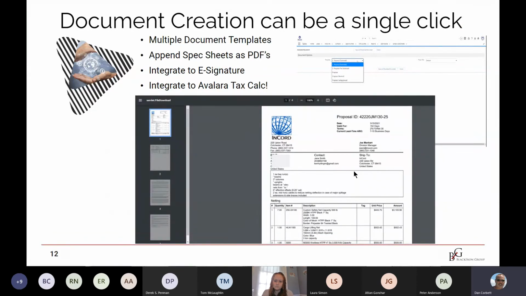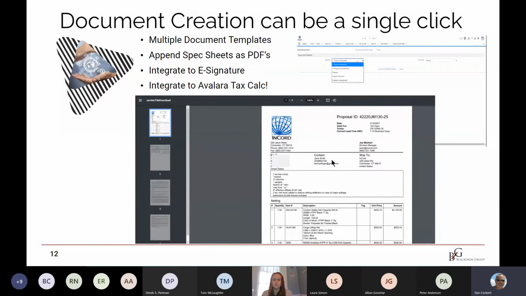Last thing, once you've put the quote together, you're exactly halfway there. Once we've configured the products, we can then build out a quote again in a single click. Now you can see that they've got a couple of different examples. So you can have different templates for different purposes, for different divisions if you want to, right? If we've got different T's and C's and that kind of information. If you've got spec sheets that come along for the ride as PDFs, that information can find its way in automatically. It'll integrate to e-signature, and obviously, as we talked earlier, it'll integrate to Avalara to do the taxes as well.